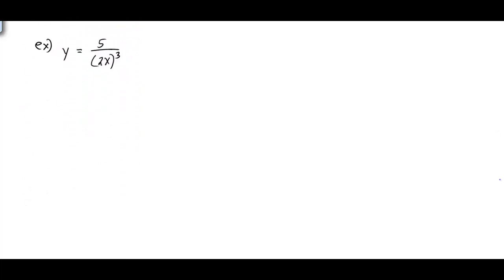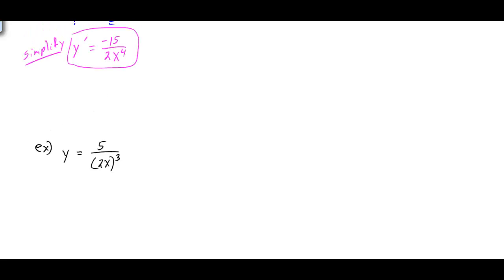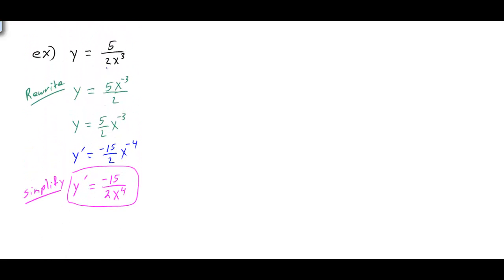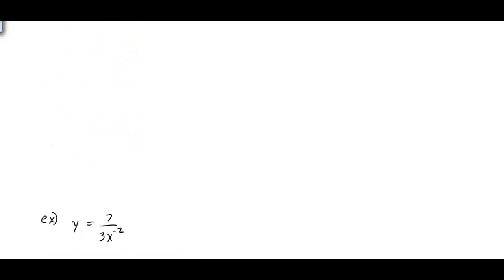Okay, moving to our next example. Now, if you notice, this looks very similar to the example we had above, but notice now it's 5 over 2x, and the whole 2x in parentheses is cubed, whereas up here we had 5 over 2x cubed and only the x is cubed, so therefore we only move the x to the numerator.